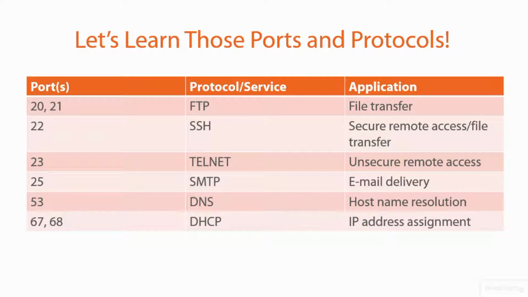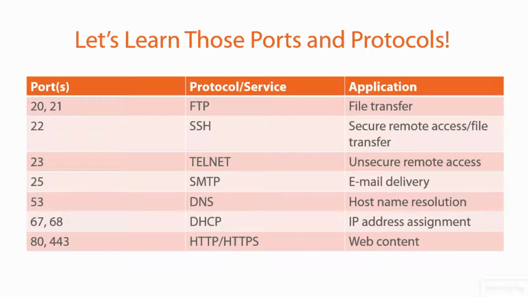UDP 67 and 68, message in a bottle, Dynamic Host Configuration Protocol. This, as we know, is used for IP address assignment. Ports 80 and 443 are the Hypertext Transfer Protocol and the secure Hypertext Transfer Protocol, respectively. They're used for web content.